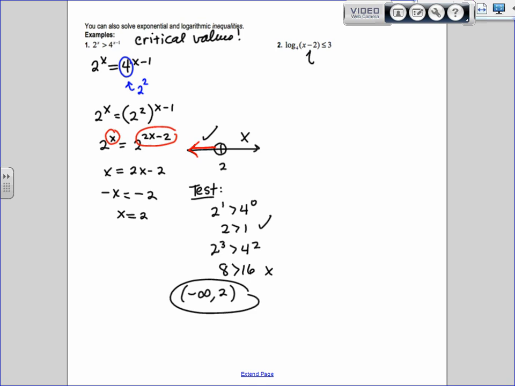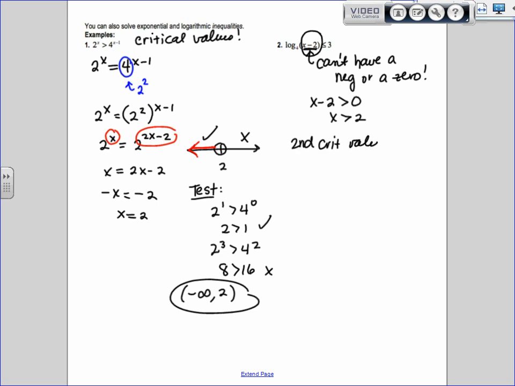For logarithmic equations, we can't have a negative or a 0 here. Like, we can't take the log of a negative number or 0. So we also need to say, well, when is x minus 2 positive? When is it greater than 0? For all x values that are greater than 2. That's where your first critical value comes from. The second critical value comes from setting it equal. So we're going to do log base 4 of x minus 2 is equal to 3. So we have 4 to the 3 is 64 equals x minus 2. So I get 66 equals x.